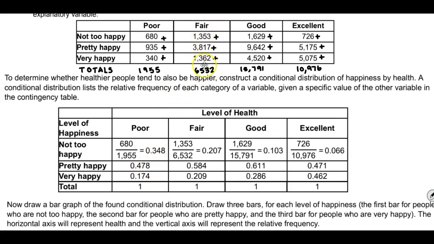Again, if you add up these totals, it should give you a total of 1. Likewise, for fair, we have 6,532, and the numerator represents each element in that particular column. So you take 1,353, divide that by the total of the column, which gives you 0.207, and you do the same for the next 2. Likewise, for good, the total is 15,791. We take the first element, 1,629, divide that by the total, and we do the same for the other 2. And then last, for excellent, we take 726, which is the first element in that column, and divide it by the total, which then gives you the result.